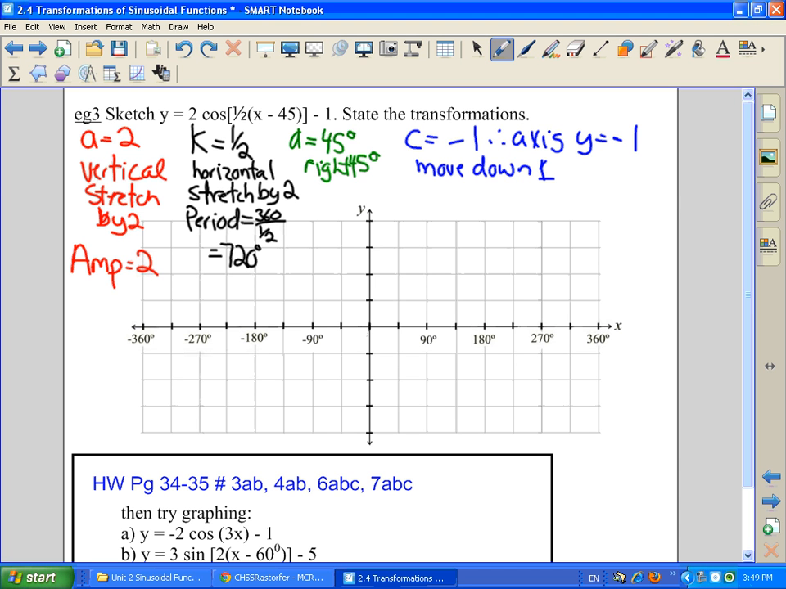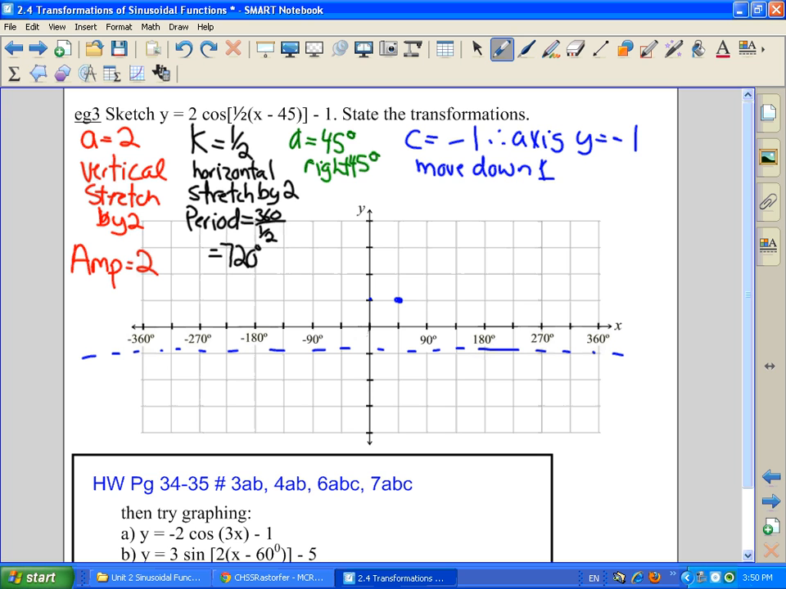Now we can graph it, okay? So let's start with, first of all, our base function here is cosine. So we're going to start at our maximum. But instead of starting at our maximum, we need to first of all identify our axis. So let's do that first. Okay, and from that, our amplitude is 2. So from that, we're going to start here. However, I'd normally start here. However, I need to shift to start at 45 degrees.